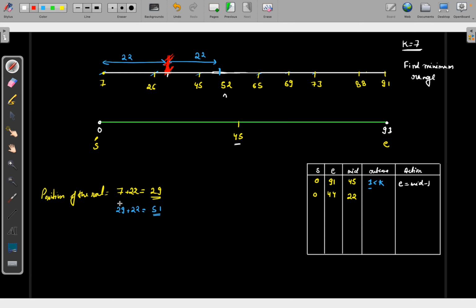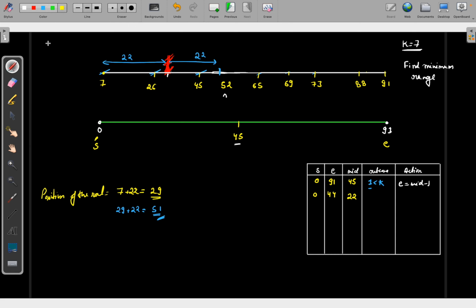Okay. So if this is the case, how many houses are getting the Wi-Fi supply? First one, second one, and third one, not the fourth one. 51 is the last point. So that means more Wi-Fi routers are required here. Yes. So my next Wi-Fi router will be planned here at 52.